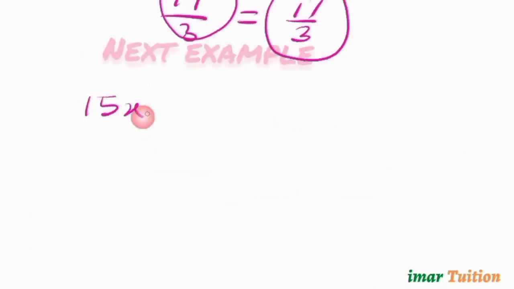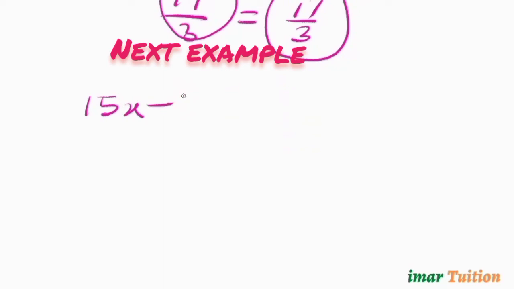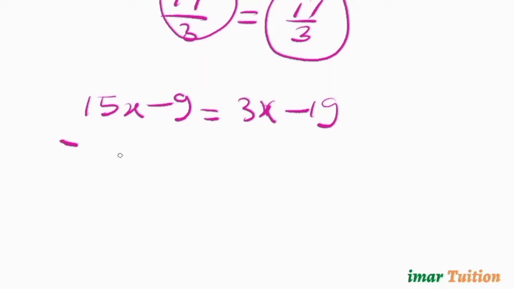Shortcut application for linear algebra. Let's try 15x minus 9 to be equal to 3x minus 19. Should be fine. So similarly, we'll put a minus sign in between. Then we'll take 3x to this other side to come here, at the bottom here. Then we'll bring 19 to this other side. In this case, we'll bring 9 to this other side.